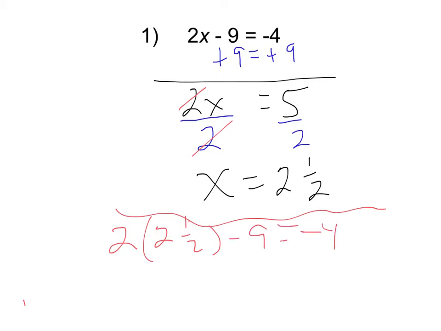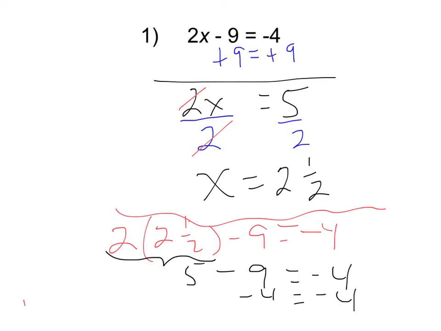So as I work that out, this part, 2 times 2 is 4, 2 times a half is 1, 4 plus 1 is 5. So that's now 5 minus 9 equals negative 4. And we say, oh, well, 5 minus 9 really is negative 4, so therefore that's a true statement.